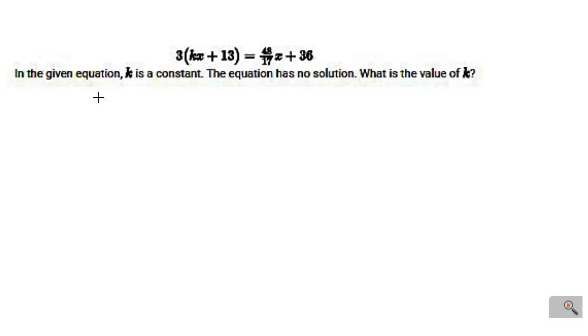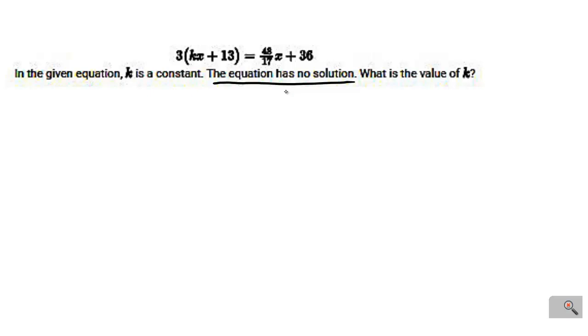All right, so this question says in the given equation, k is a constant. The equation has no solution. What is the value of k? Okay, now the first thing we need to do is to recall what I talked about in introductory video 1.